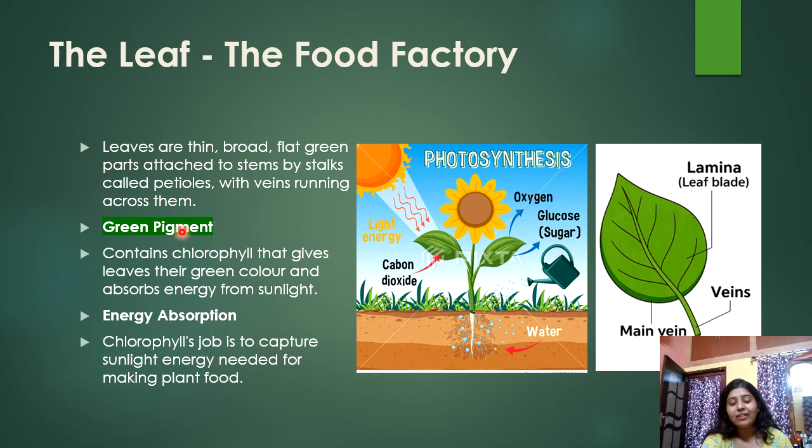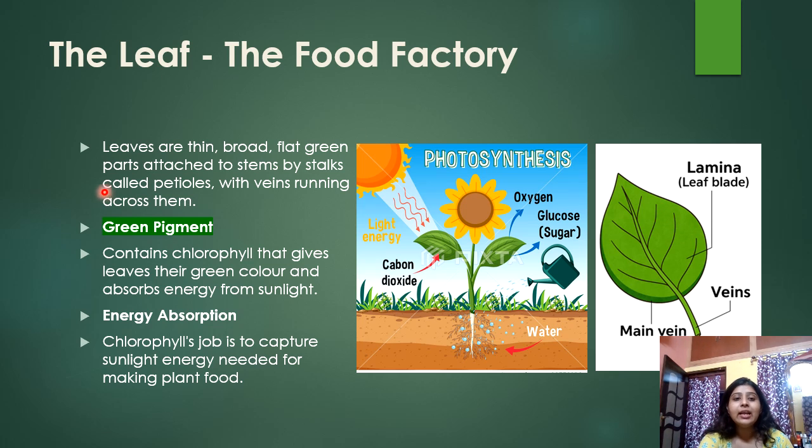Next, the leaf. Leaf is called the food factory. I also said that leaf is called the kitchen of the plant. Why? Because leaf makes food for the whole plant. There is a green pigment called chlorophyll that we can find inside the green leaves. It helps the leaves to make food for them.